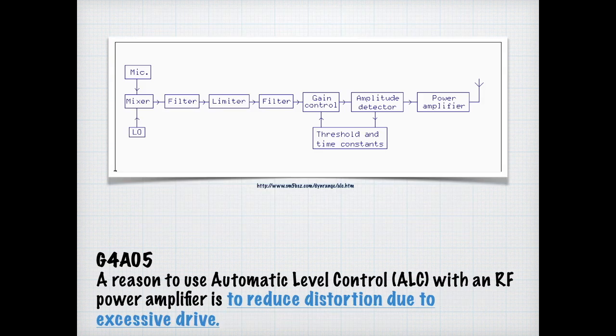Because there's some drift in the power or fluctuations in the power in power amplifiers, particularly with tube type, they came up with automatic level controls to prevent distortion. For the exam, you need to know that the reason to use an automatic level controller, ALC, with an RF power amplifier is to reduce distortion due to excessive drive.